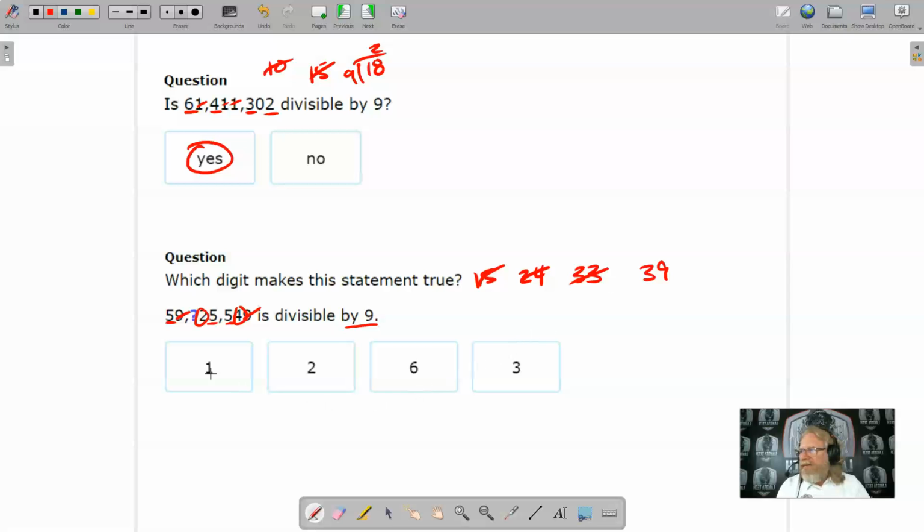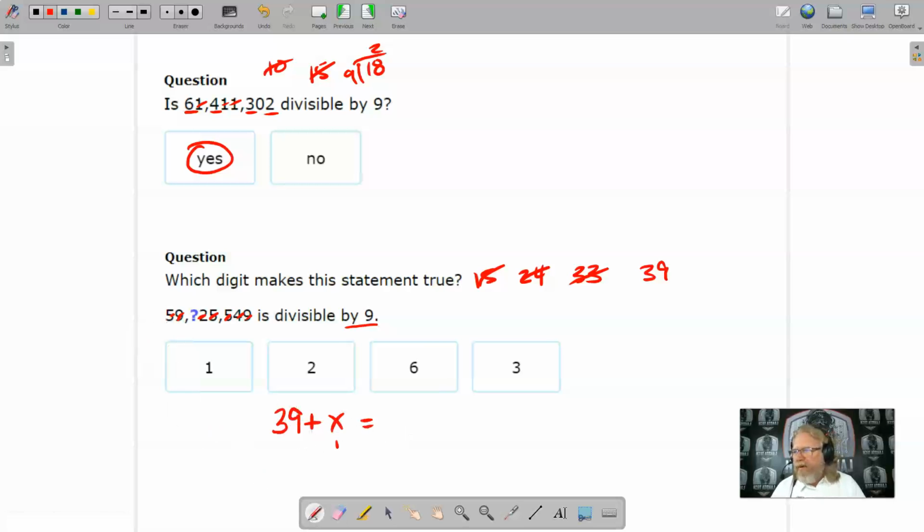So I need to figure out what digit I could put in right here. I'm just going to go through and make sure I did that correctly. 5, 10, 15. That's 15. 9 and 9 is 18, plus 2 more is 20. And then add another 4, and I should end up with 39. Yep, indeed, I got it right. It's 39. Good. So I'm looking for 39 plus some number that equals a number divisible by 9.